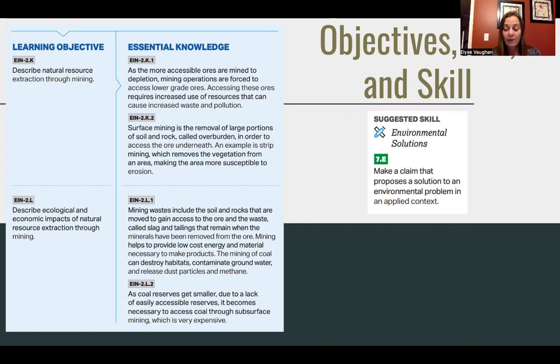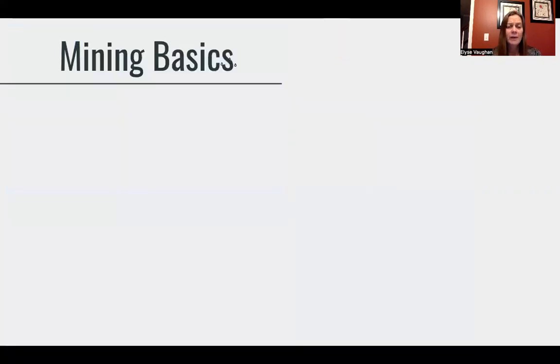In order to do that, we're going to compare the different types of surface and the different types of subsurface mining, and we're going to discuss the economic value of the ores that are extracted, and we'll talk about why we mine. So before we get into the different types of mining, we really have to talk about some of the basics. So why do we mine?